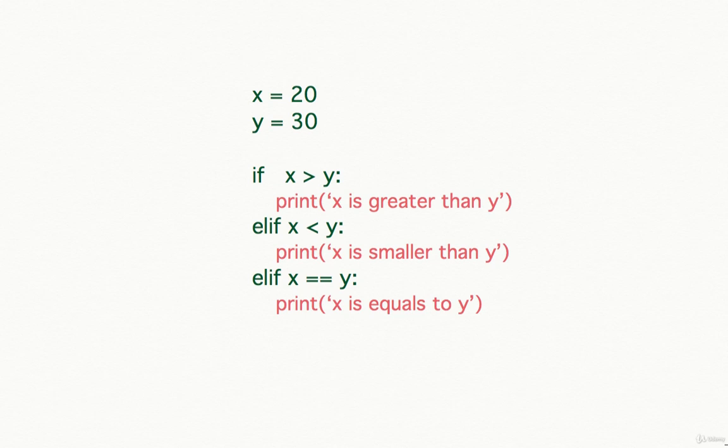In the first condition, we are checking whether x is greater than y by using the if keyword. Then next, instead of using else, we are using elif, which checks whether x is less than y. And in the third condition, we are again using elif to check whether x is equal to y. We can use elif as many times as we want.